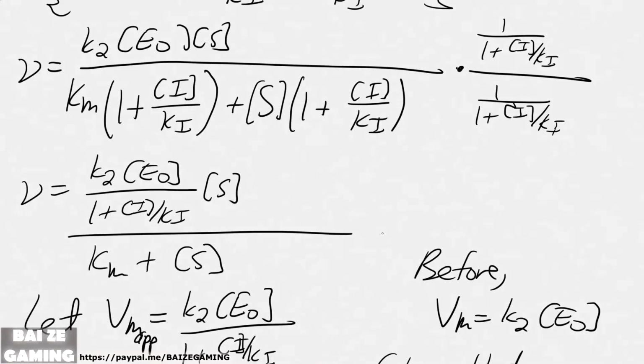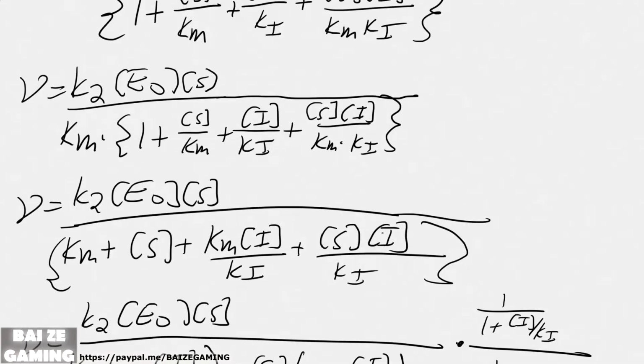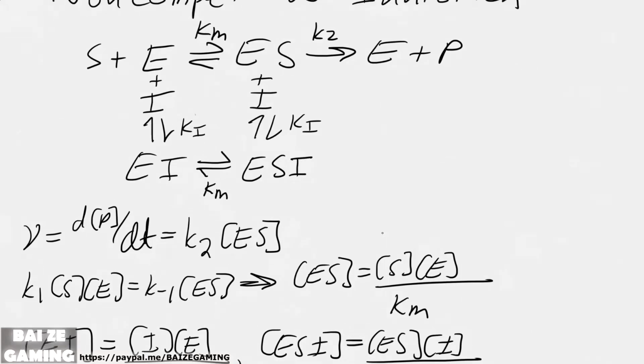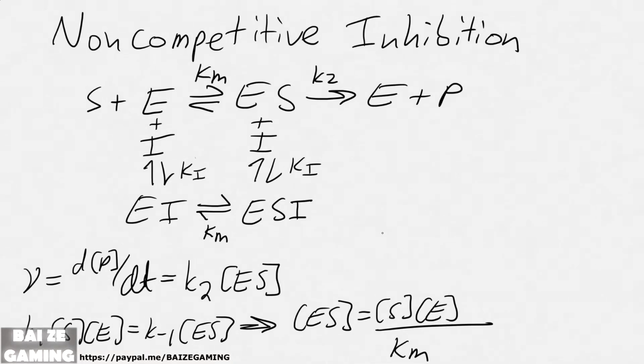And that's how you can model the product formation rate for non-competitive inhibition. It's not too bad. Again, it's just the same old stuff. Just work through it slowly. You don't have to do it as fast as I did. Just make sure you don't make any mistakes, and that's how you do the kinetics for this kind of problem. Hope you enjoyed the video.